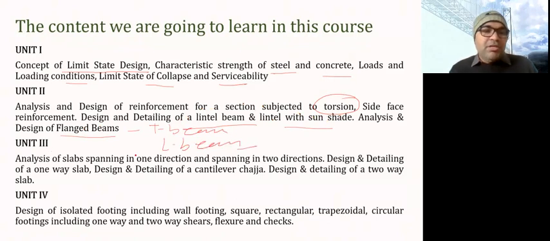So in unit 3, we will be discussing about the slabs. We will design slabs. We will see what are the classification of the slab based on the aspect ratio. And based on the aspect ratio, there are basically two types of slab. One is one-way slab and two-way slab. So we will be designing them. And also the cantilever slab, we will be designing that.